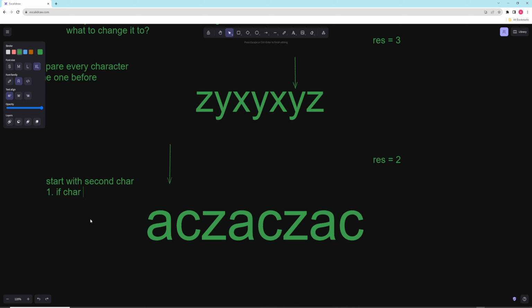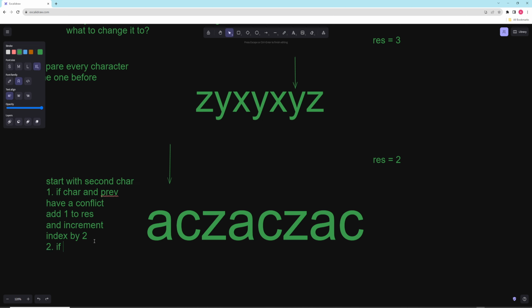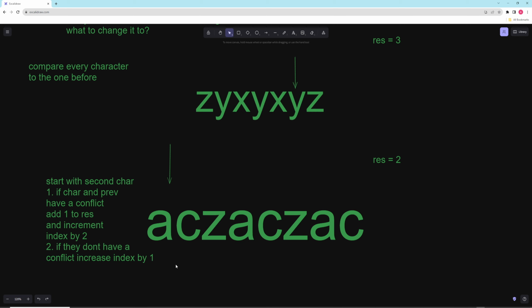If char and previous have a conflict, add 1 to res and increment index by 2, because then we know the character and the one after it will never have a conflict, right? If we change this character, this will never have a conflict, so we can move up 2 characters. And otherwise, if they don't have a conflict, increase index by 1. And that's kind of the whole code.